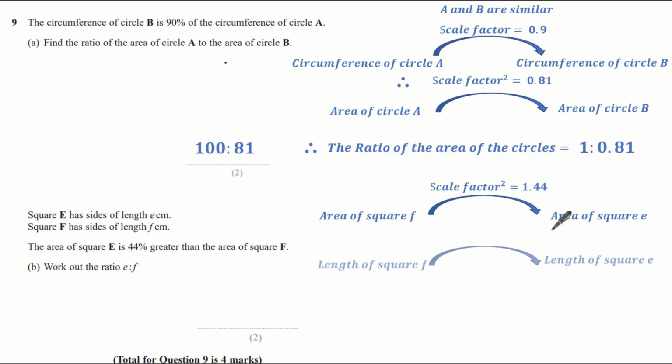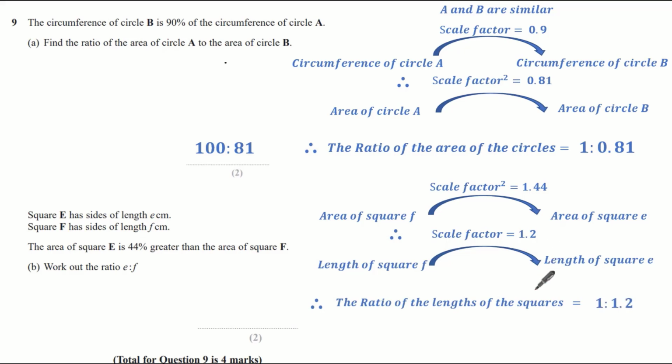So in order for me to find the length of square F to the length of square E, I need to find the scale factor. To find the scale factor, we simply square root the 1.44, which gives me the scale factor to be 1.2. So now I know the ratio of length of the squares is simply 1 to 1.2. I'm going to rewrite this as 10 to 12 and then simplify to give me 5 to 6. But remember, this is the ratio F to E. The question wanted me to find the ratio of E to F. So therefore, the ratio of E to F is 6 to 5.